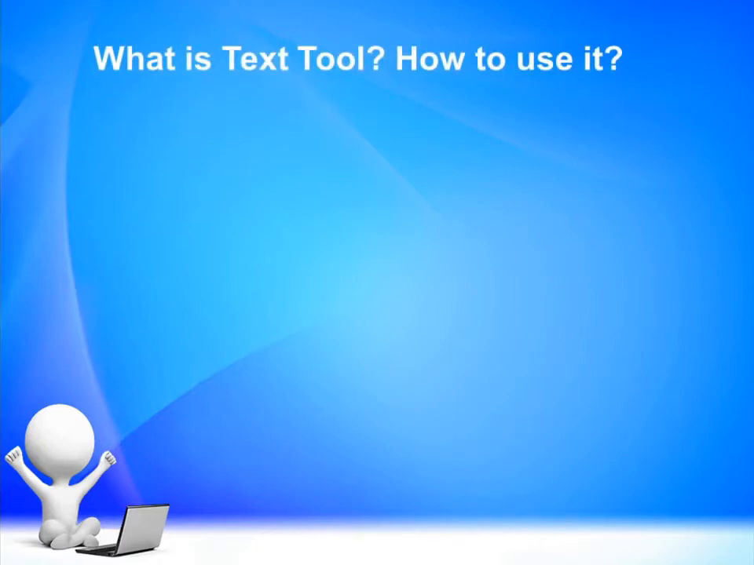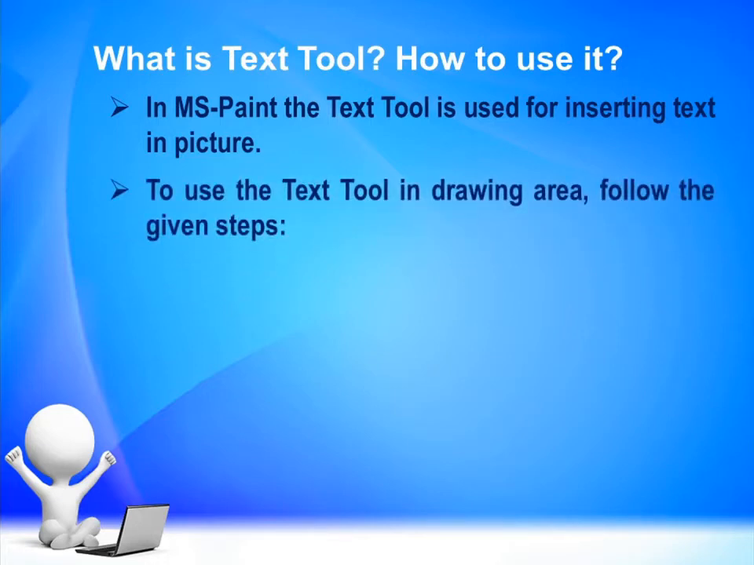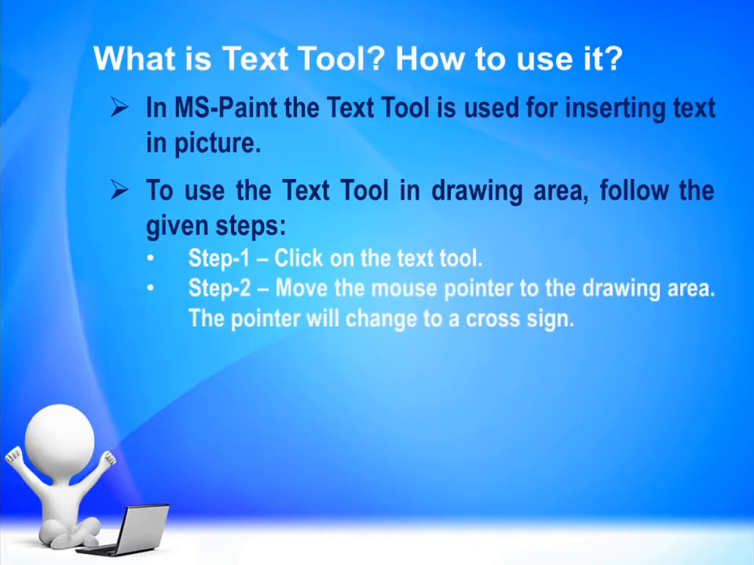Let's start with what is text tool and how to use it. In MS Paint, the text tool is used for inserting text in pictures. To use the text tool in drawing area, follow the given instructions. Step 1. Click on the text tool. Step 2. Move the mouse pointer to the drawing area. The pointer will change to a cross sign.